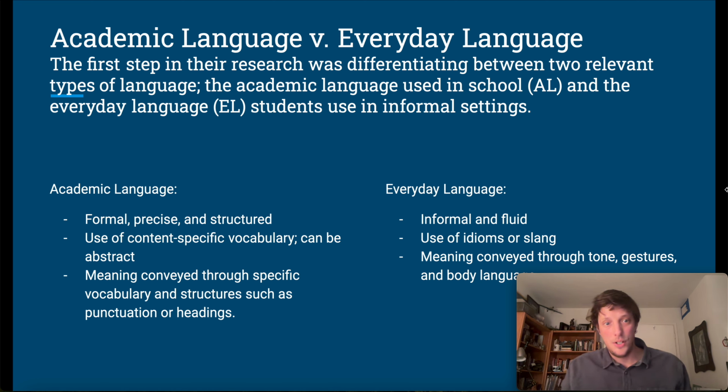Secondly, academic language uses content-specific vocabulary, which is vocabulary that is specific to the subject being taught. For example, in an ELA class, they might refer to the main character as the protagonist. However, in everyday language, they might refer to the main character as the good guy, or something along those lines. Lastly, academic language has a lot of meaning that is conveyed through content-specific vocabulary, technical terms, structures such as APA, and punctuation or headings. Everyday language gets most of its meaning through tone, gestures, and body language.